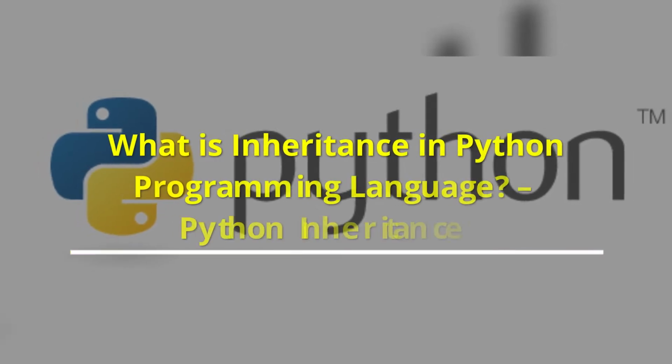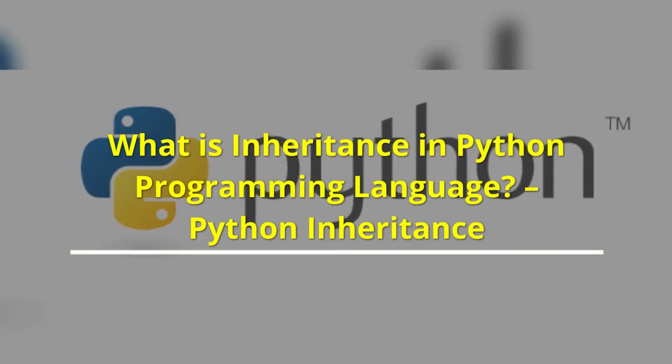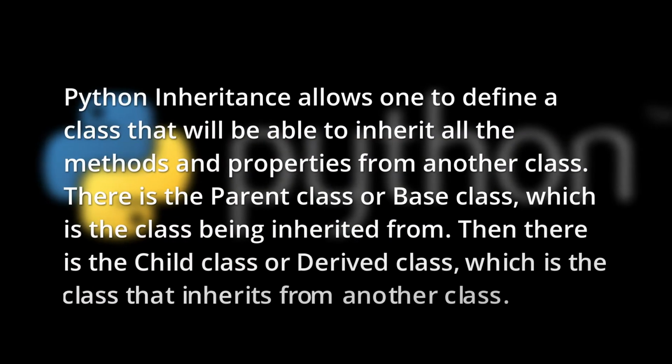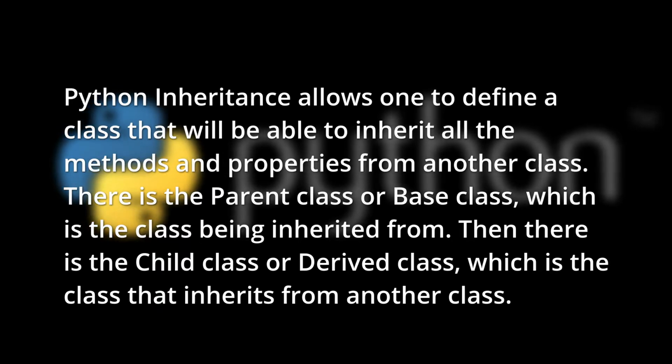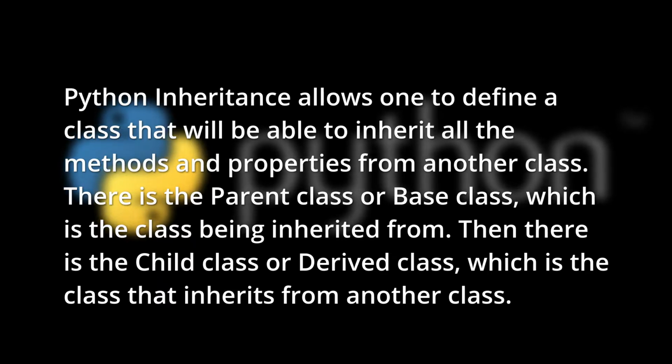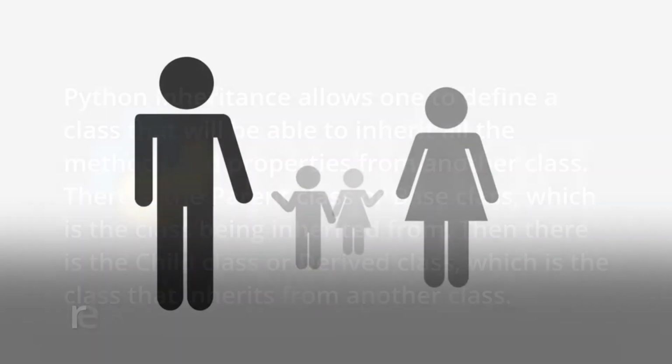What is inheritance in Python programming language? Python inheritance allows one to define a class that will be able to inherit all the methods and properties from another class. There is the parent class or base class, which is the class being inherited from. Then there is the child class or derived class, which is the class that inherits from another class.